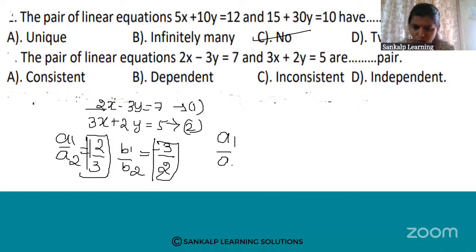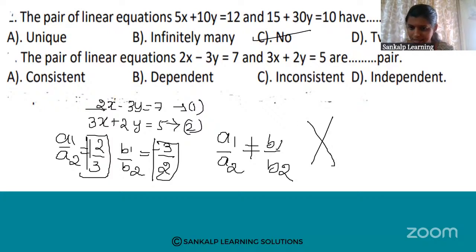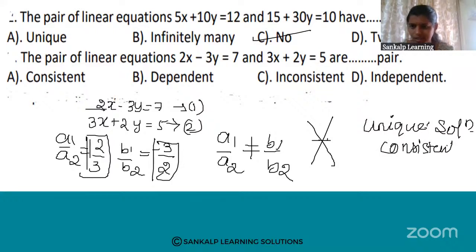When the two ratios are not equal, means A1 divided by A2 is not equal to B1 divided by B2, then the lines are intersecting lines. When lines are intersecting, you will have unique solutions and the pair of equations is consistent. What did they ask us? It is consistent.